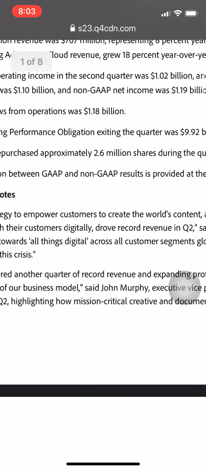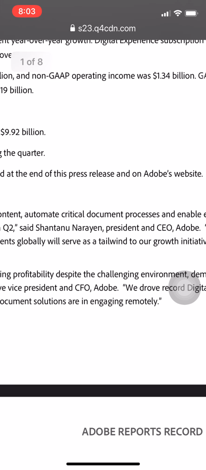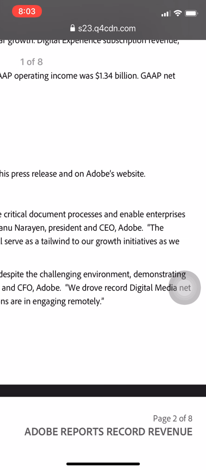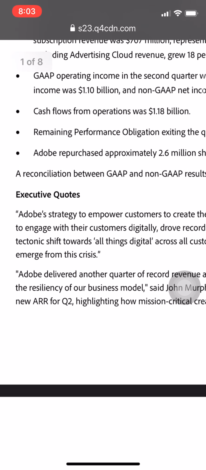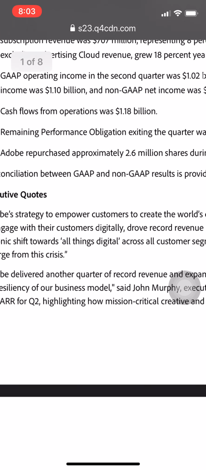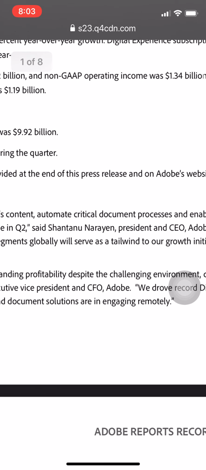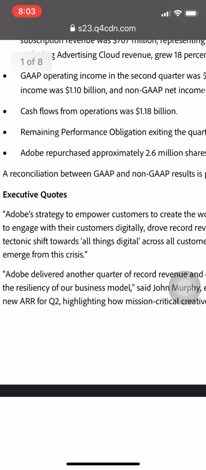GAAP operating income in the second quarter was $1.02 billion, and non-GAAP income was $1.34 billion. GAAP net income was $1.1 billion. Non-GAAP net income was $1.19 billion. So overall, very positive operating income and net income.